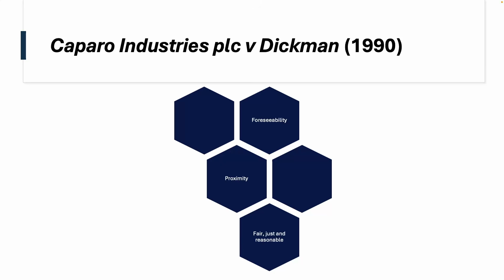So even if there is foreseeability, even if there is proximity, the imposition of a duty of care must also be fair, just, and reasonable. Then, if all three of these are met, then a novel duty of care is likely to arise. If not, then there is no duty, and a case for negligence will fail immediately.